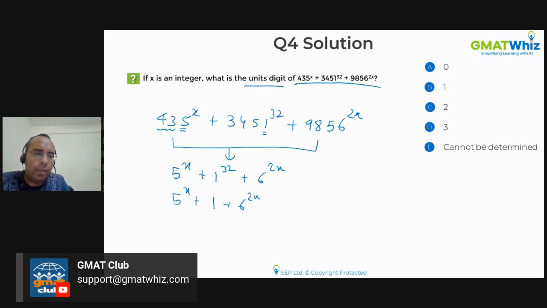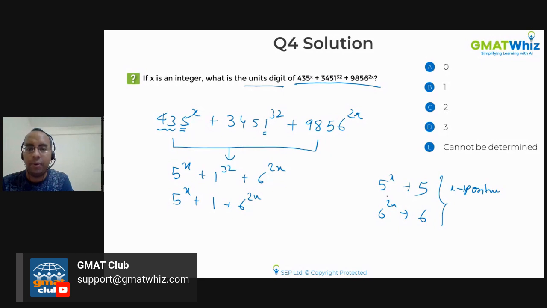But a lot of people start thinking, hey, 5 to the power x is always 5, 6 to the power 2x is always 6. Obviously, it's 5 and 6 only when x is a positive integer. You should know that. The power that is given should be a positive integer. If it is not a positive integer, you will not get the answer. It won't be 5 and 6. That is what you need to keep in mind. That's a very important thing. You may forget it and make a mistake.